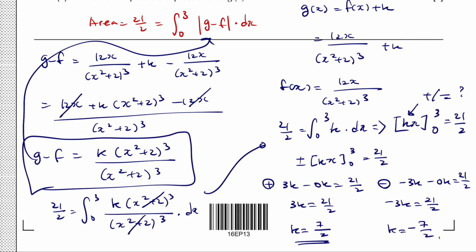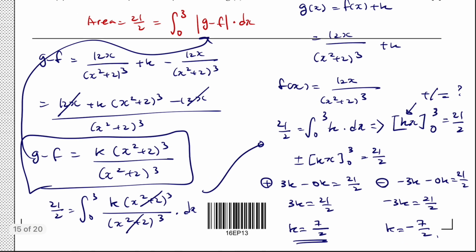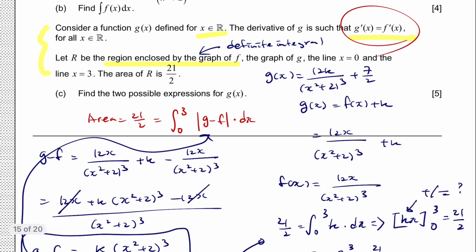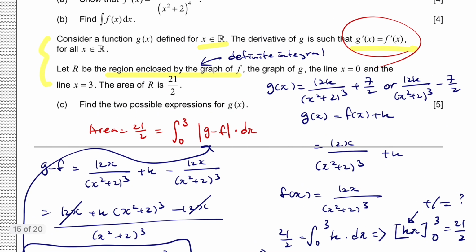Then the possible expression for g of x is 12x over (x squared plus 2) to the power of 3 plus 7 over 2, which is the first k value, or we can have 12x over (x squared plus 2) to the power of 3 minus 7 over 2, which is our second k value. So we have found the answer as this.